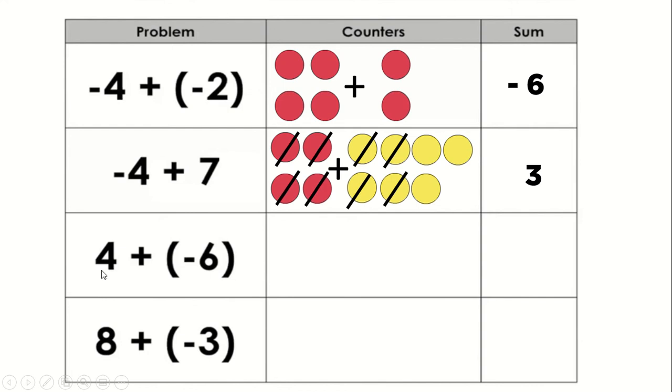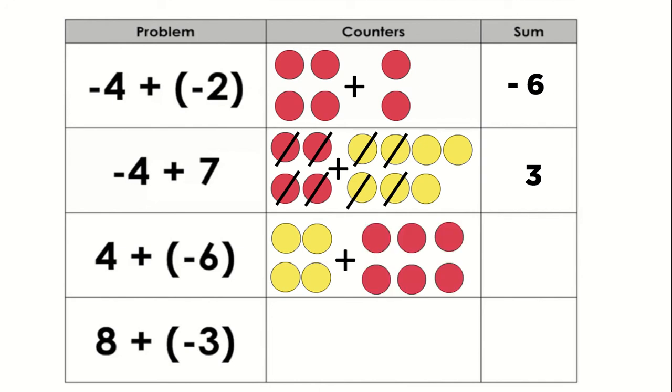Third problem, we have 4, a positive, so 4 yellow counters added with negative 6, so 6 red counters. As you can see, there are 4 yellow counters and also 4 red counters. That means there are 4 zero pairs. That will be cancelled out because 4 and negative 4 are opposite numbers, and when you add opposite numbers, it becomes 0. What we have left would just be 2 red counters.